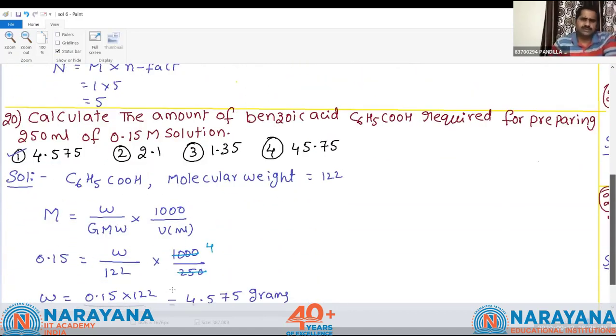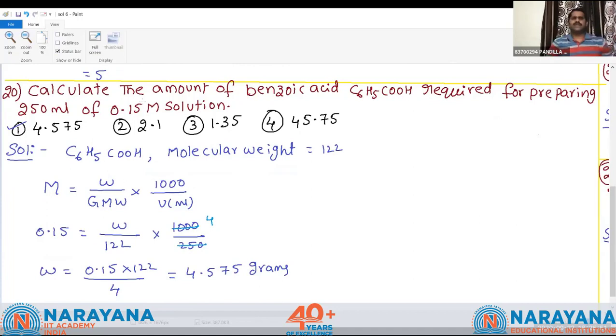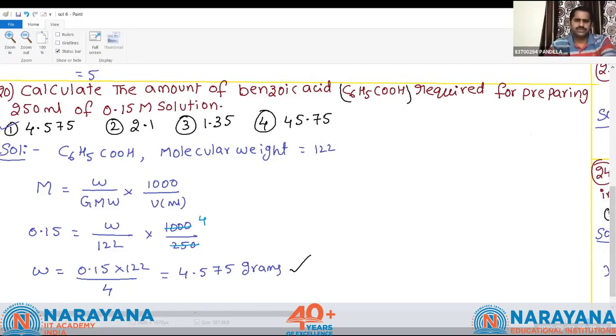Now the 20th question. Calculate the amount of benzoic acid required for preparing 250 ml of 0.15 molar solution. The molecular weight of benzoic acid is 122. Molarity is equal to weight by gram molecular weight into 1000 by volume in ml. So 0.15 is equal to weight by 122 into 1000 by 250. We get the weight 4.575 grams. Option 1 is correct. Next question.